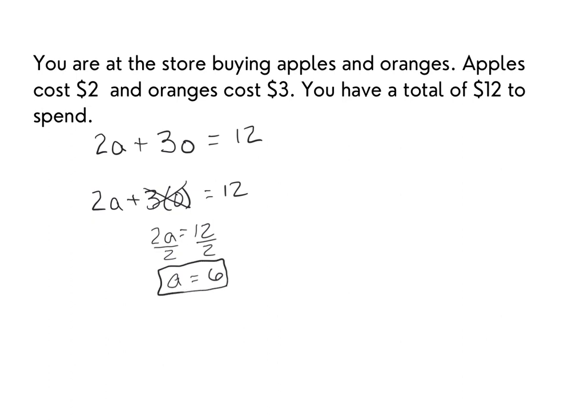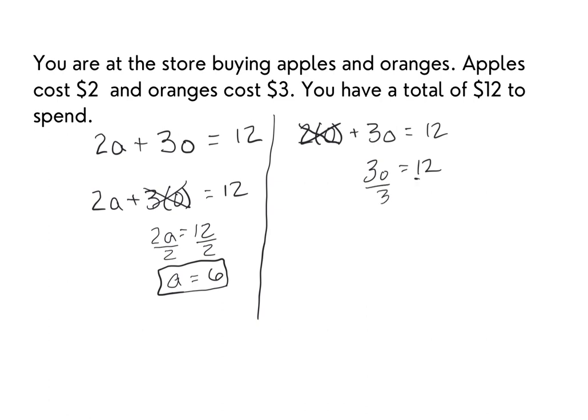Well, similarly, we can figure out the maximum number of oranges we can buy with 0 apples. So 2 times 0 plus 3o equals 12. Well, that 2 times 0 reduces to 0. I'm left with 3o equals 12. Same way, dividing by 3, divide by 3. I have o equals 4. So my maximum number of oranges is 4.